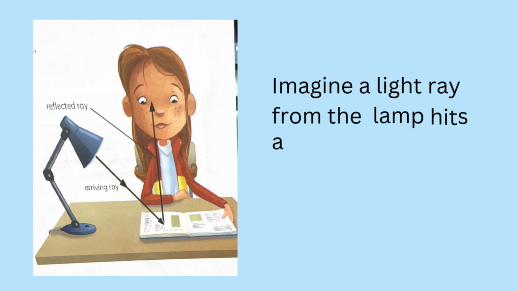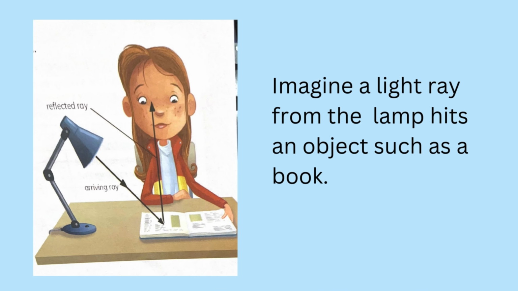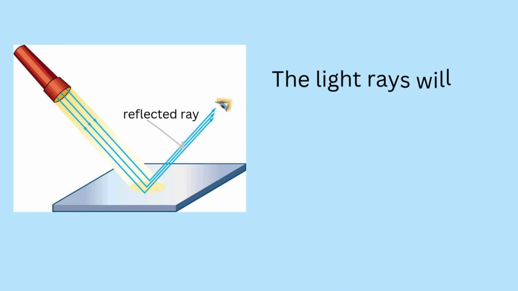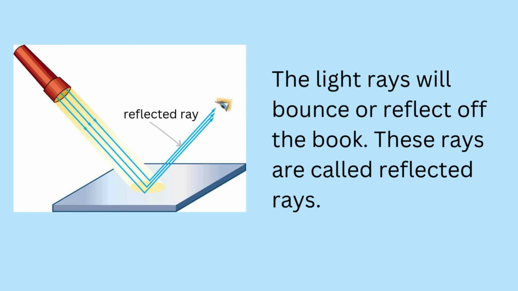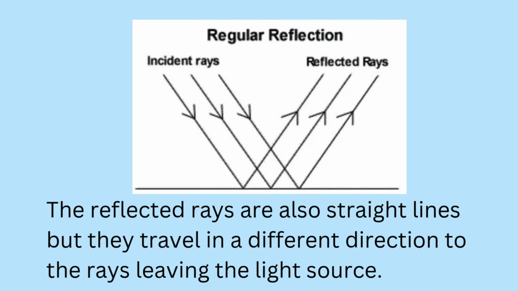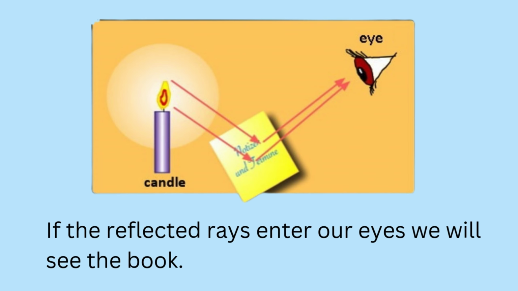Imagine a light ray from the lamp hits an object such as a book. This light ray is an arriving ray. The light rays will bounce or reflect off the book. These rays are called reflected rays. The reflected rays are also straight lines, but they travel in a different direction to the rays leaving the light source. If the reflected rays enter our eyes, we will see the book.